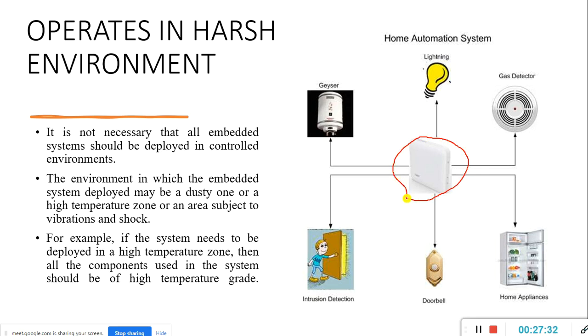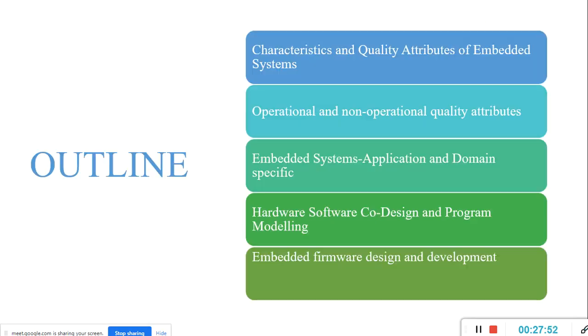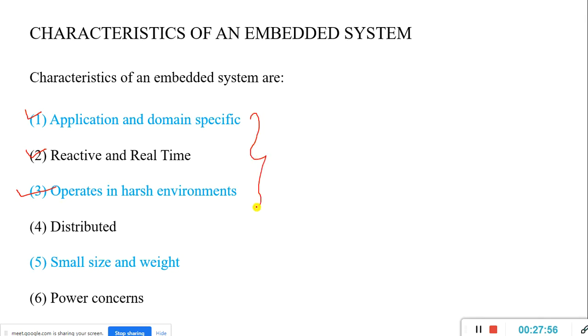Okay, now, three more important points with respect to characteristics of embedded systems. That is, they are distributed, and small in size and weight. So, what do you mean by these important points here? We are done with these 3 points. So, what do you mean by distributed? What do you mean by distributed?